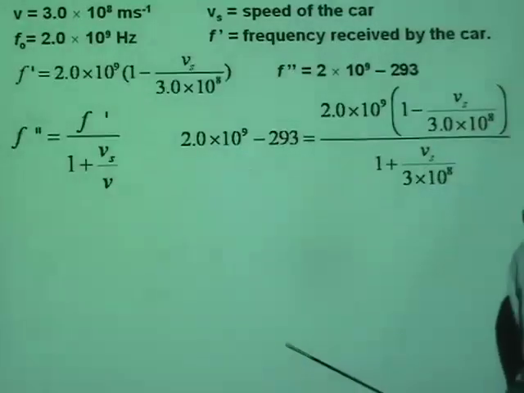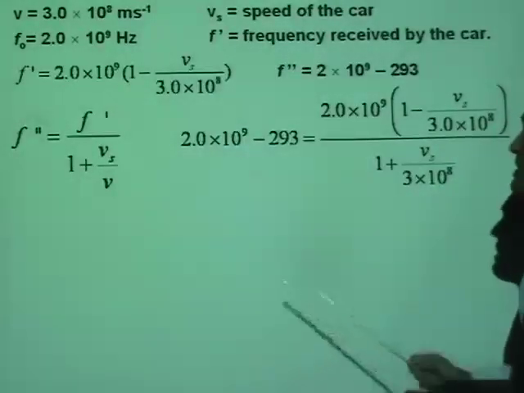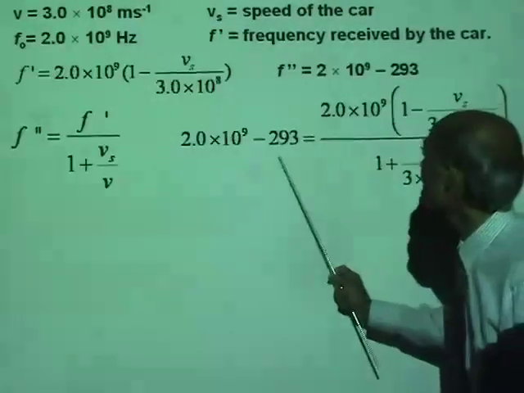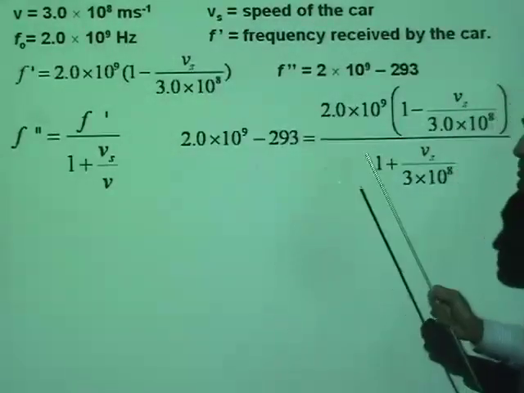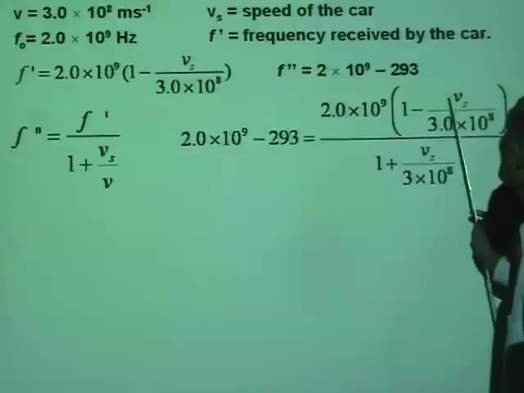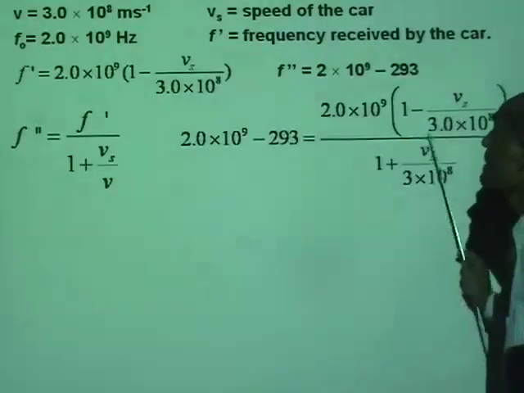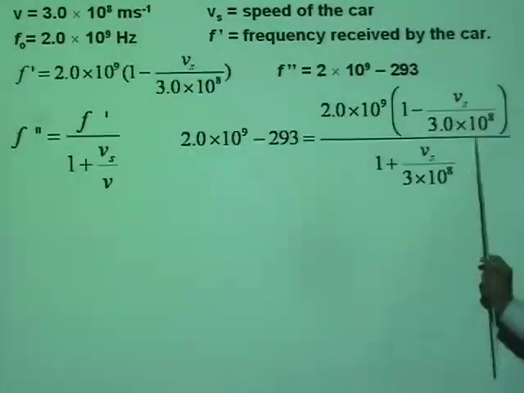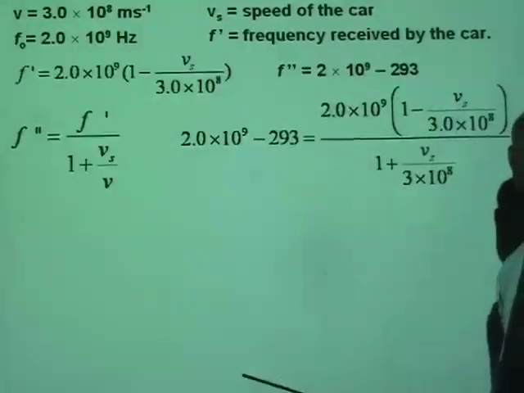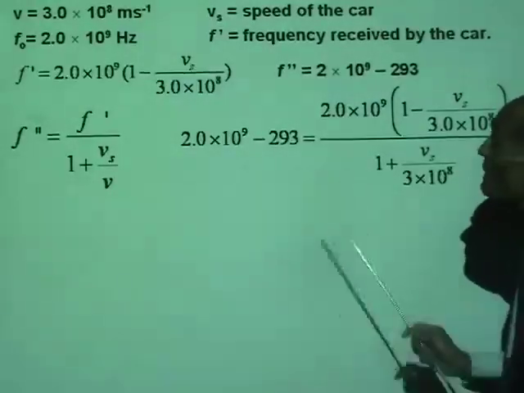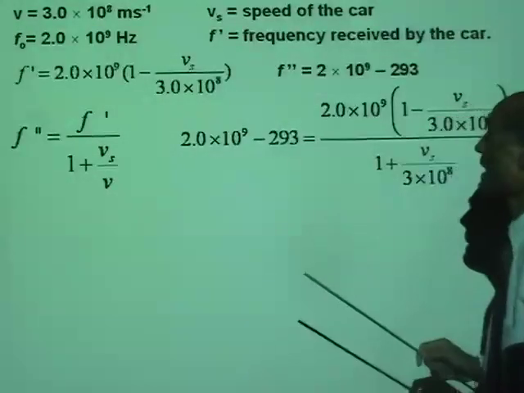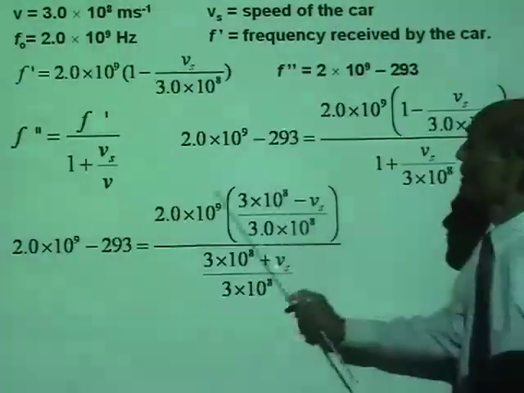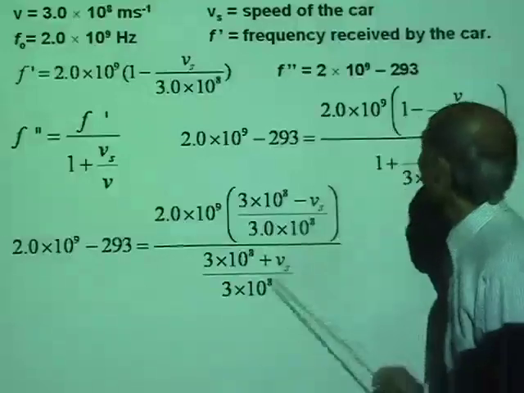V is 3 times 10 to the 8. Now, I'm sure some of you will get intimidated by seeing these figures. Now, is it possible that we can solve this equation now for Vs? You can see Vs is the only unknown quantity in that equation. So all we need to do is persevere and simplify. Let's do that. Alright, left hand side, let us leave it like that.